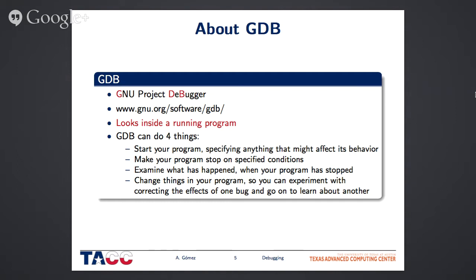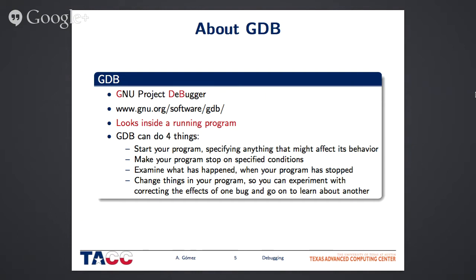Okay, GDB can do 4 things. You can start your program, and you specify anything that might affect the behavior. It can also make your program stop on specified conditions. You can say, hey, I want my code to stop in this line, or I want it to stop if something happens.